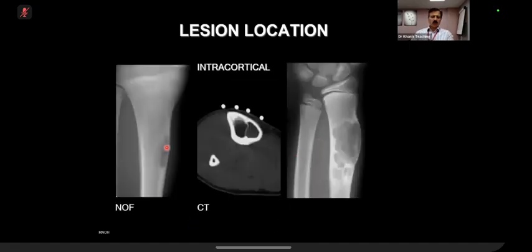Now, this is non-ossifying fibroma, and as I told you, by definition, it arises from the cortex, though it can encroach the medullary cavity. So here on the CT, you can see it here. But radiologically speaking, a non-ossifying fibroma can project into the medullary cavity like this, and it can be quite large.